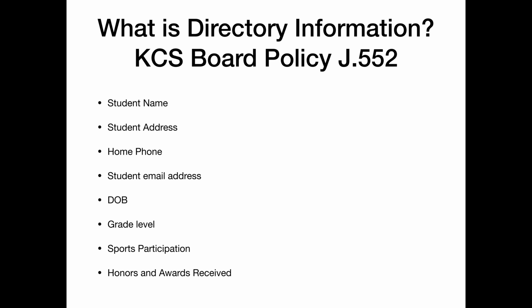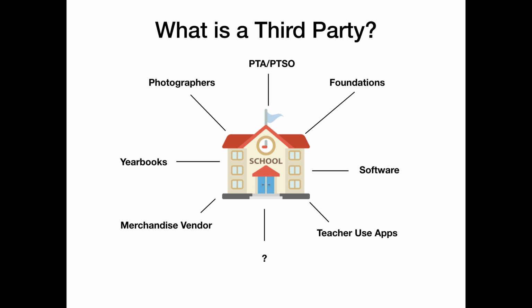This information can include the student name, the student address, the home phone, the student email address for students age 13 and over. This does not include the parent contact email address, the student date of birth, grade level, sports participation, and honors and awards received. Parents always have the option to refuse the release of this information to third parties. So exactly what is a third party?